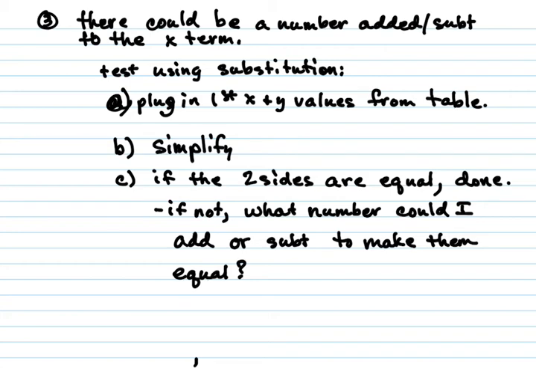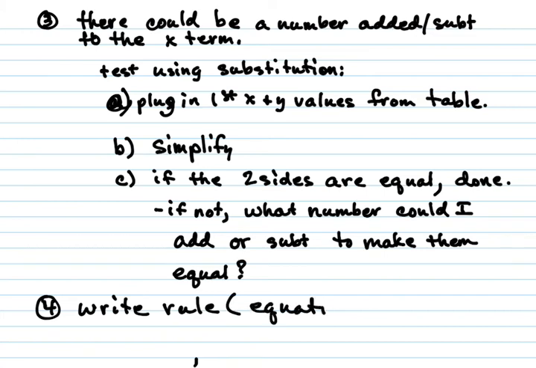So what if you had 6 equals 10? 6 does not equal 10. So what can I do to that 10 to turn it into a 6? Subtract 4. Right? So it's just a matter of looking at the numbers and seeing what you can do, and you're always trying to change the x side, right? What can you do to that side to turn it into the other side, to the y? Okay? Then all that's left to do is simply write the rule. And remember, it's always in the form of an equation.